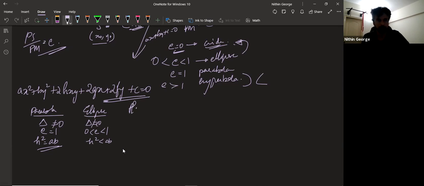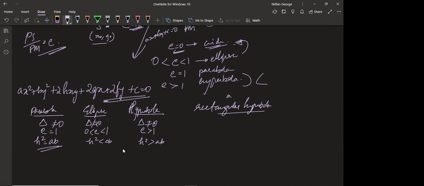For a hyperbola, delta not equal to 0, E is greater than 1, and h square greater than ab. For a rectangular hyperbola, you know what a rectangular hyperbola is?